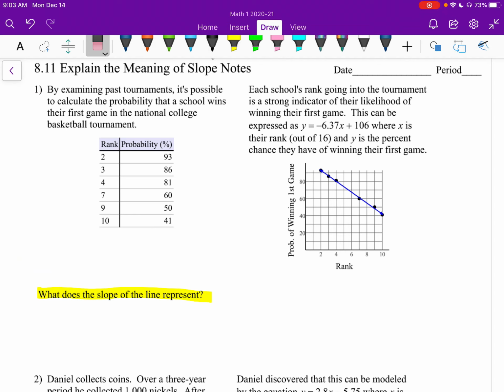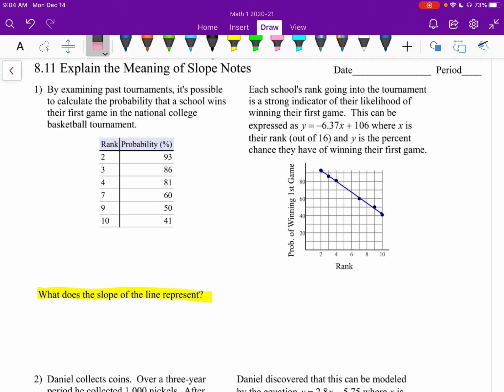By examining past tournaments, it's possible to calculate the probability that a school wins their first basketball game in the National College Basketball Tournament. And then we have our chart here. Second paragraph. Each school's rank going into the tournament is a strong indicator of their likelihood of winning their first game. This can be expressed as, and then they have their equation there, where X is their rank out of 16, and Y is the percent chance they have of winning their first game. And then we have a graph.